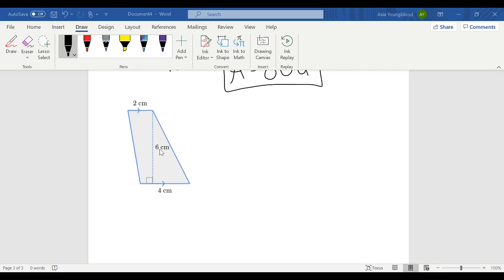Okay, so the key thing with trapezoids is that we have to remember what the different parts of the trapezoid are. The key feature of a trapezoid is that it has 2 parallel sides, right? So these sides with the little arrows on them are parallel. And the 2 parallel sides are called the bases. So you have 2 bases: B1, base 1, and base 2.